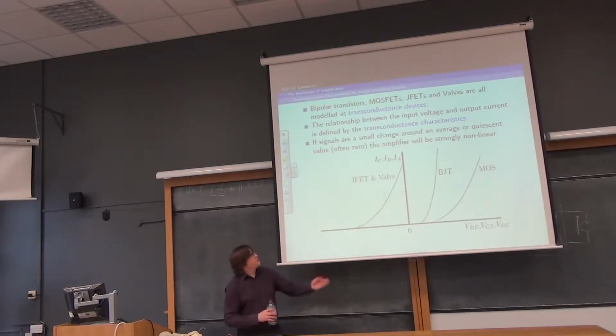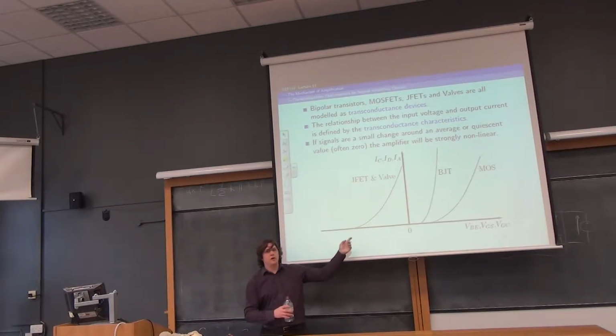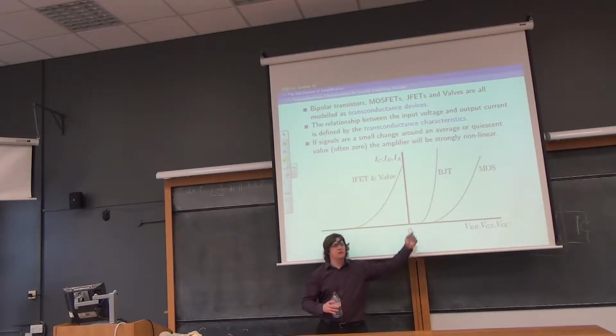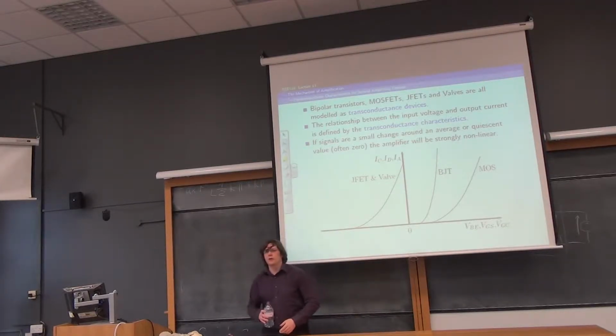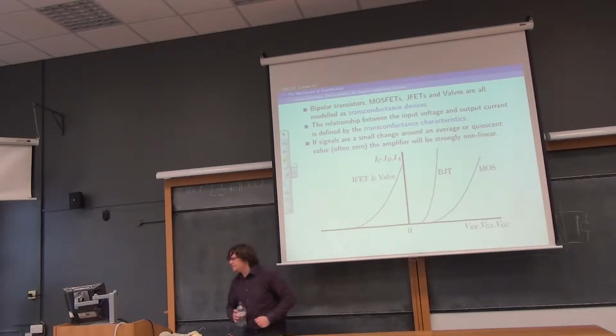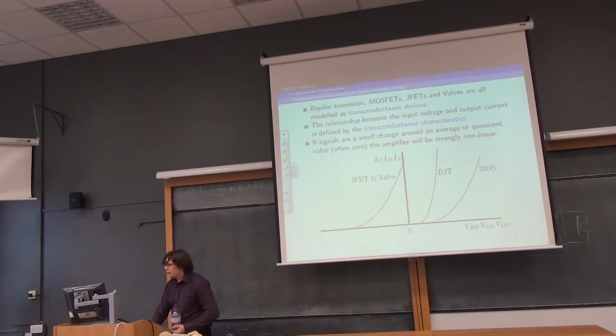Also, for the valve, you actually have to turn it off by applying a voltage on the grid. Same with the JFET, whereas the bipolar transistor and the MOSFET, you have to turn them on. Okay, enhancement mode MOSFET, not depletion mode MOSFET. So bipolars and enhancement mode MOSFETs have to be turned on, valves and JFETs have to be turned off. So they will be on under normal circumstances.